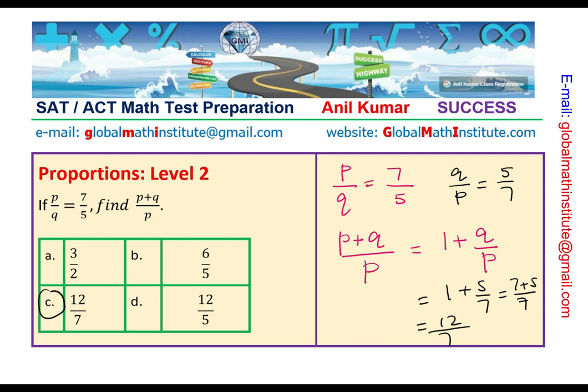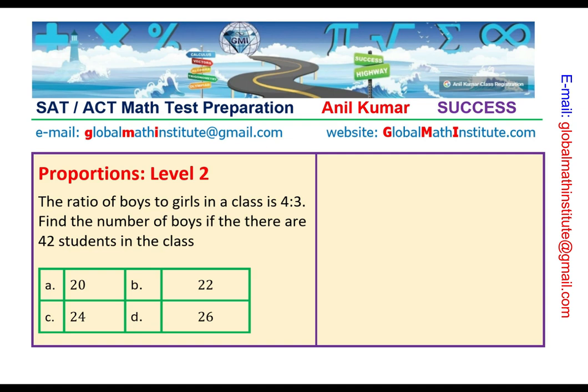Perfect. Now, here is a word problem which is also seen many times relating to ratios and proportion. We are discussing first now 10-15 questions which are not very difficult for SAT or ACT. The question here is: the ratio of boys to girls in a class is 4 is to 3. Find the number of boys if there are 42 students in the class. So more boys, correct? So that is one way of looking at it. 4 is to 3 means more boys. 42 means more than 21 should be your answer.